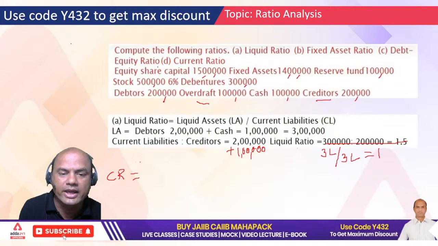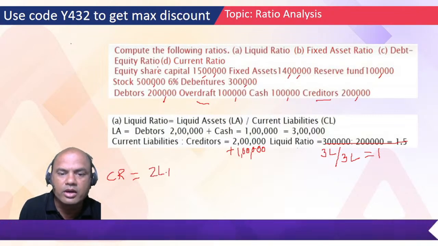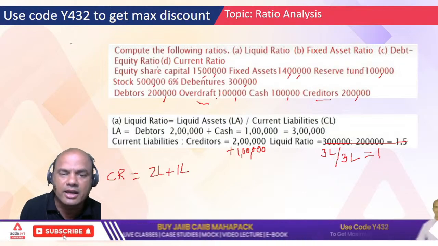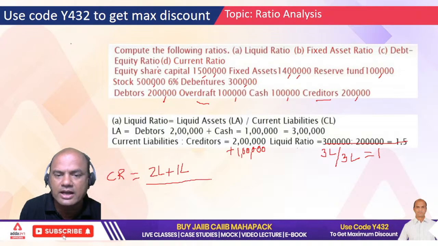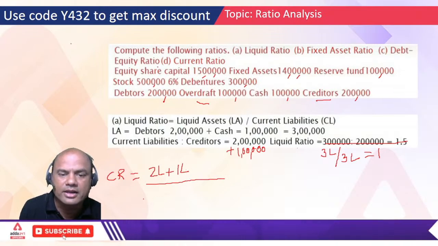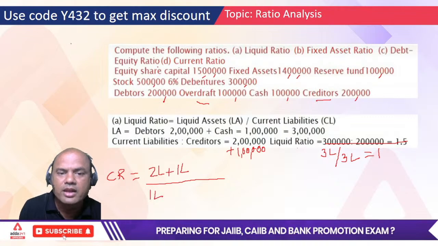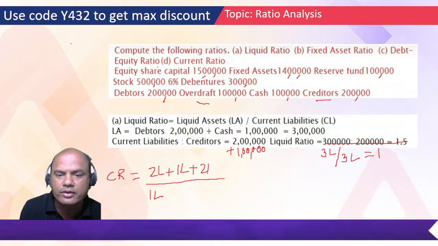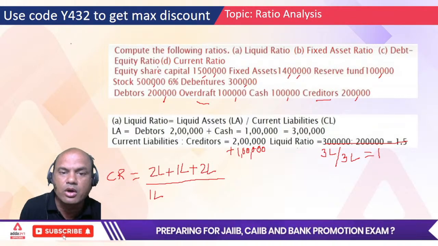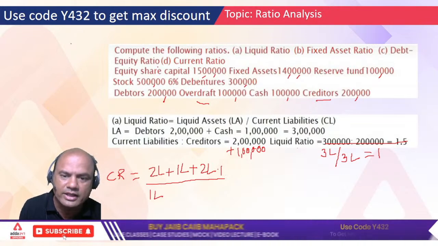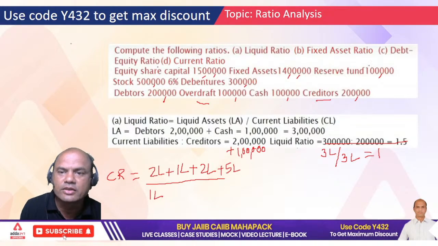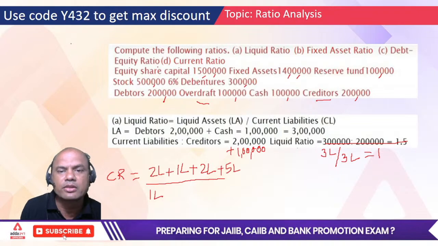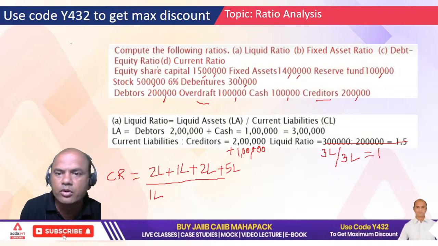Creditors 2 lakhs, current asset, plus cash 1 lakh, current asset. Then OD is current liability, so I'll start writing the denominator also. OD will come under this, 1 lakh. Debtors are 2 lakh, these are part of liquid, so it can be a part of current asset also. Then debentures, no. Stock is 5 lakhs, it's a current asset, so 5 lakhs over here. Then reserve fund, reserve is a part of net worth, not a part of current. Equity share capital, no. Fixed asset, no.